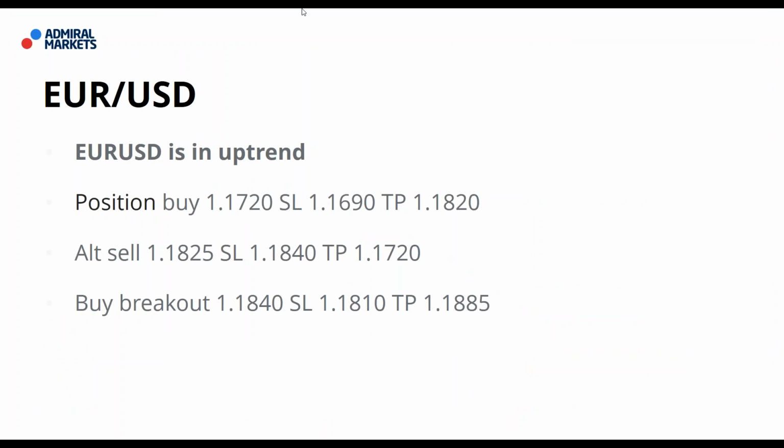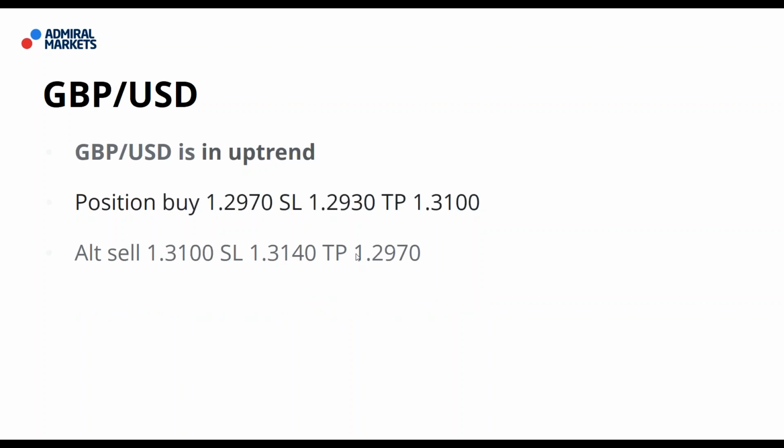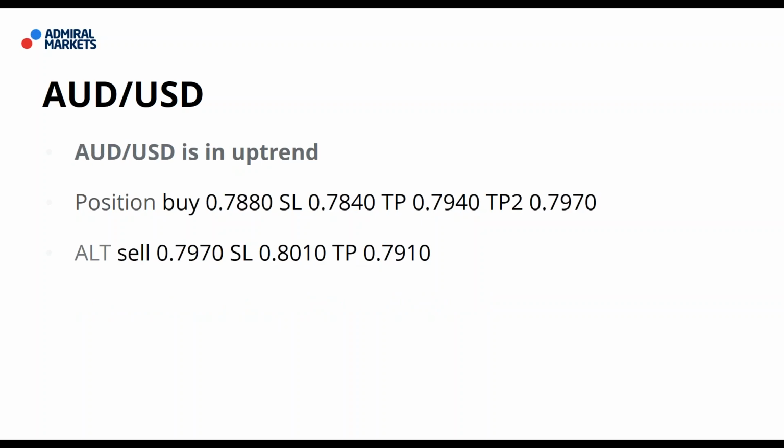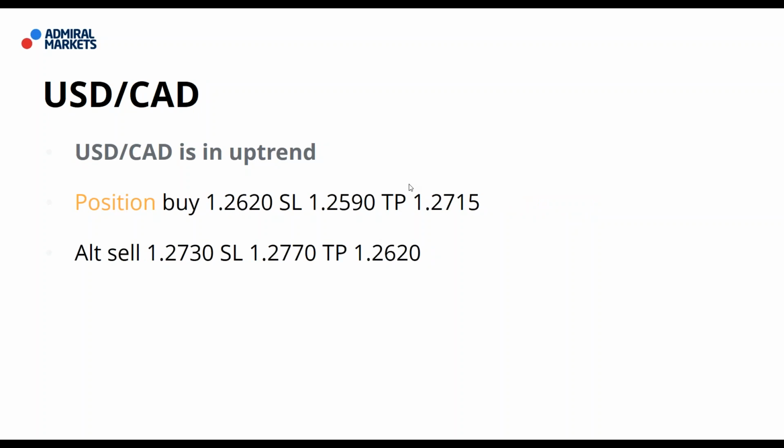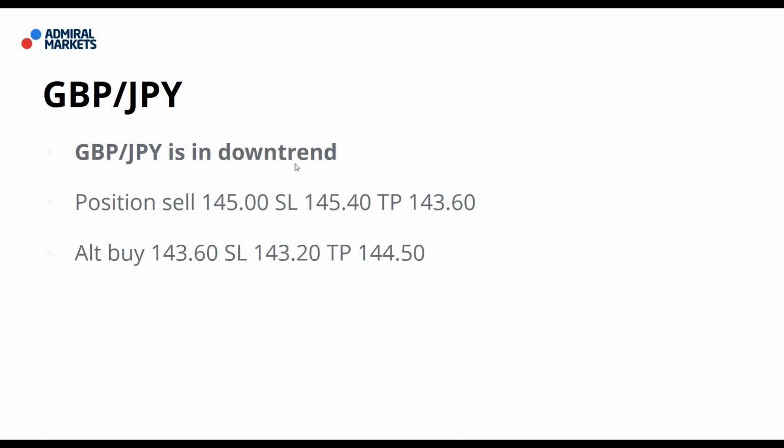So this is it, guys. Euro dollar is in uptrend. Here you can see. And sell trade could happen here. Pound dollar setup. Then we have Australian dollar setup. Then dollar CAD setup. And finally pound yen.